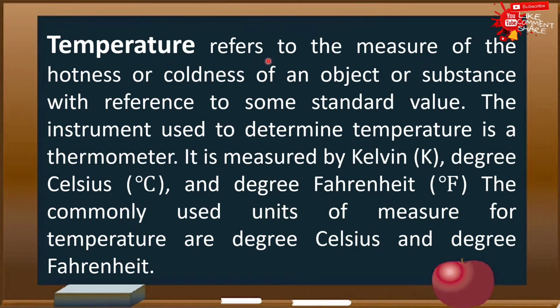Okay, let us define temperature. Temperature refers to the measure of the hotness or coldness of an object or substance with reference to some standard value. The instrument used to determine temperature is a thermometer. It is measured by Kelvin. This is the symbol for Kelvin. Degree Celsius, this is the symbol for degree Celsius. And degree Fahrenheit, this is the symbol for degree Fahrenheit. The commonly used units of measure for temperature are degree Celsius and degree Fahrenheit.